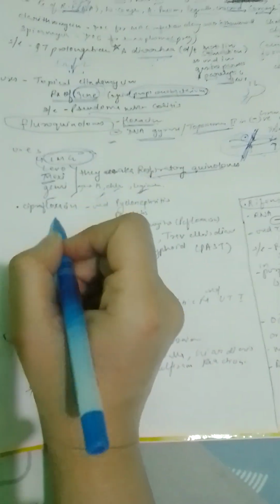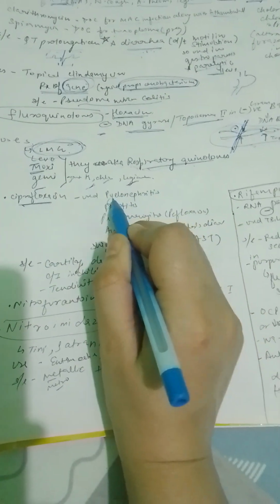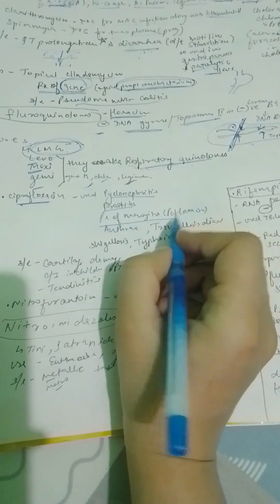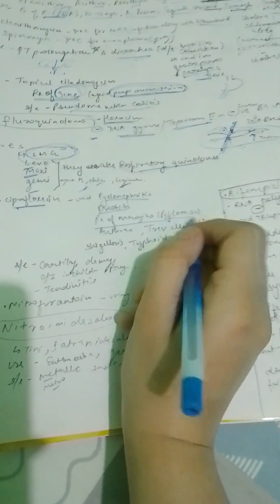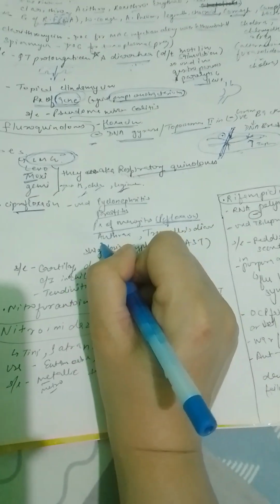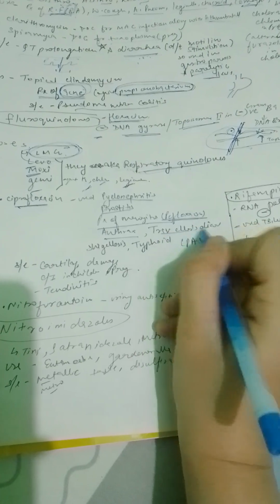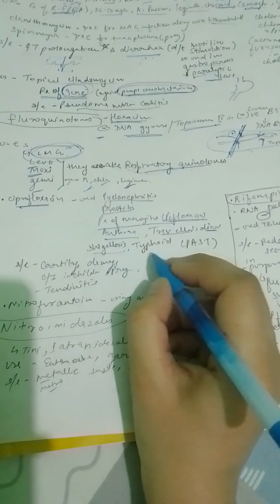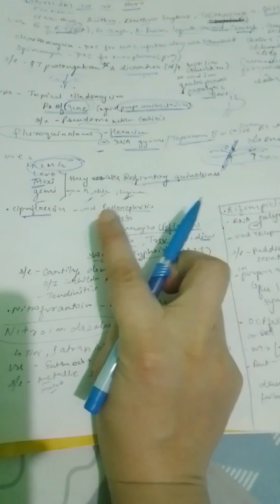Okay, then another one is ciprofloxacin. Ciprofloxacin is used in case of pyelonephritis, prostatitis, and the prophylaxis of meningitis, and also ofloxacin can be used for prophylaxis of meningitis. Then in case of anthrax, then in case of traveler's diarrhea, if the patient is traveling and having diarrhea, at that time also.